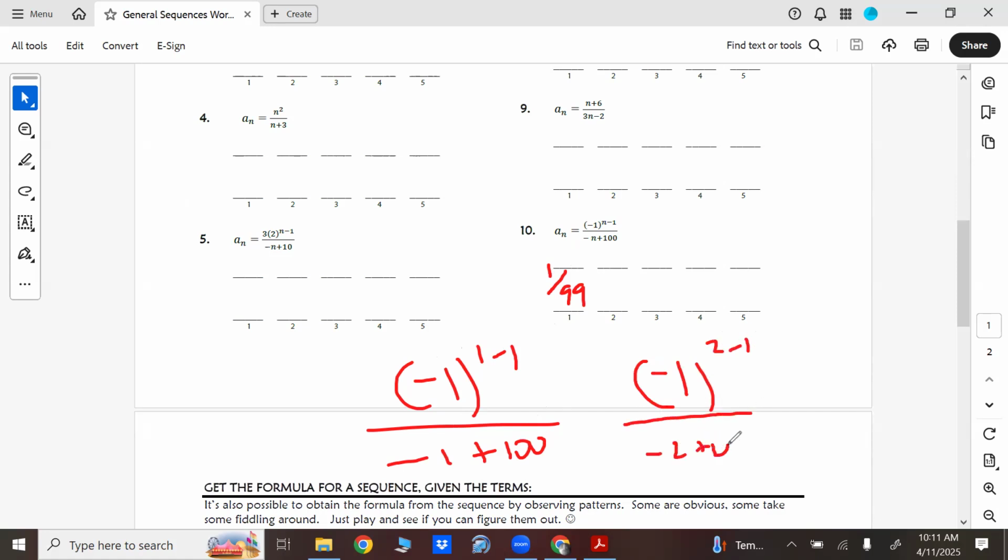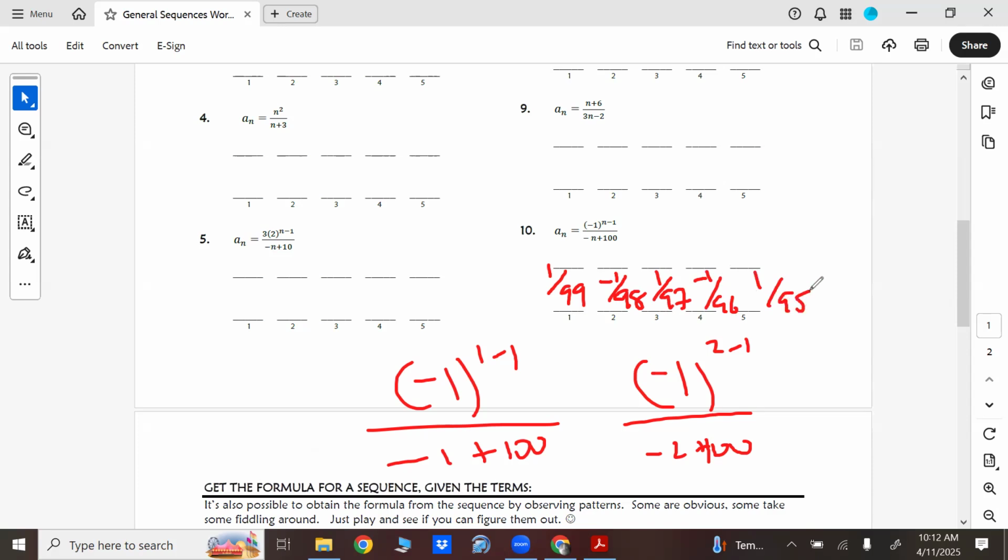And what's happening to the denominator? It's going down by 1 each time, right? So I should then get -1 out of 98. What's the next one? 1 out of what? What's the next one?